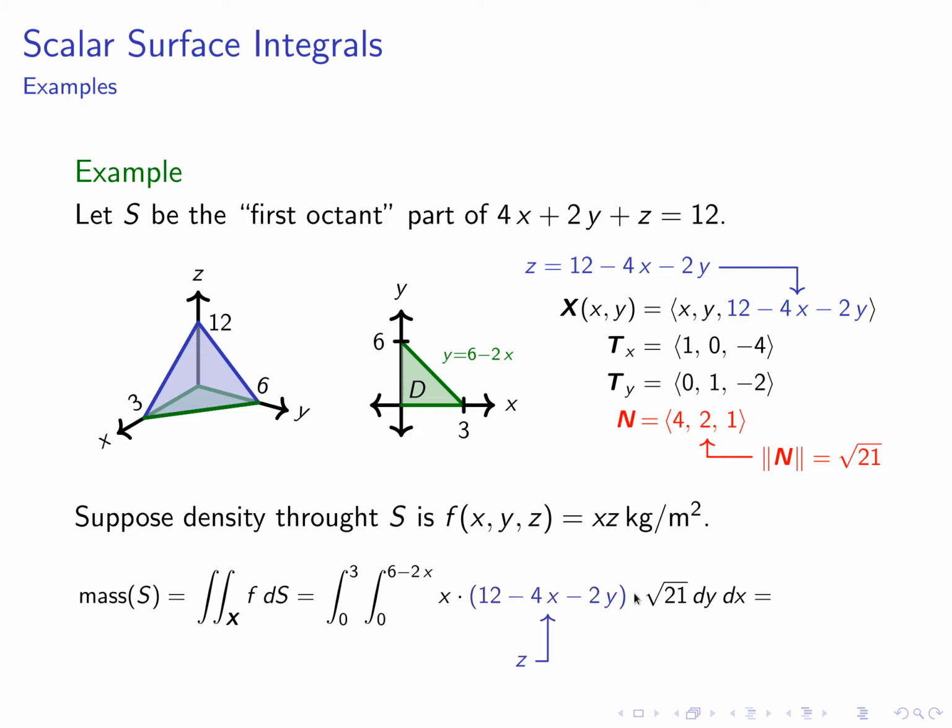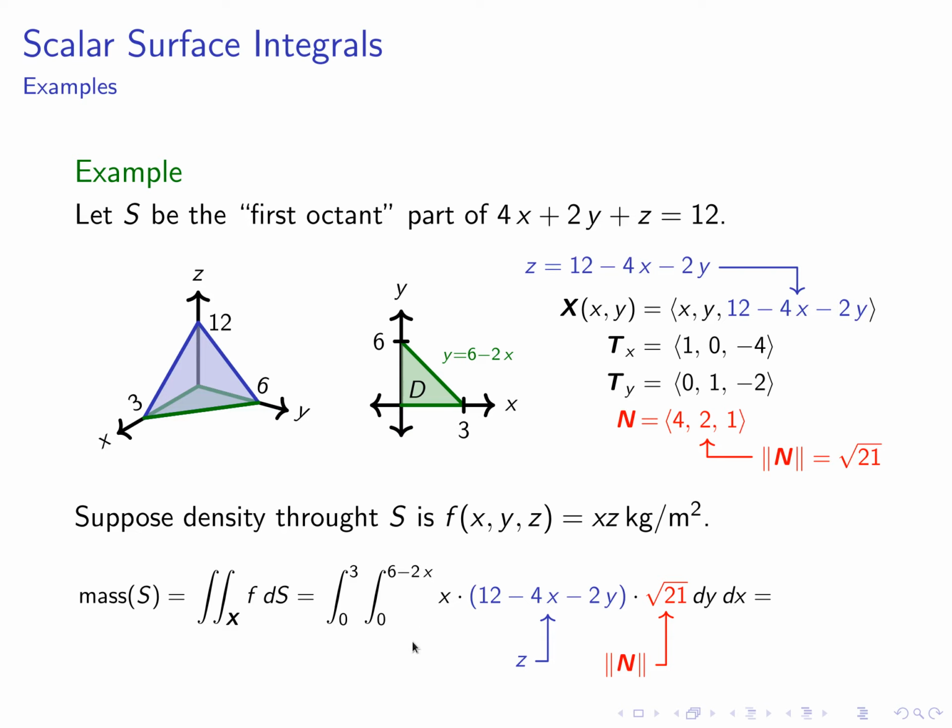We then need to multiply by the length of the standard normal vector, which we previously calculated as root 21. And then over this domain, I'm choosing to integrate dy dx by using vertical slicing. So the bounds for y in this case would range from 0 up to 6 minus 2x, and the bounds for x range from 0 to 3.